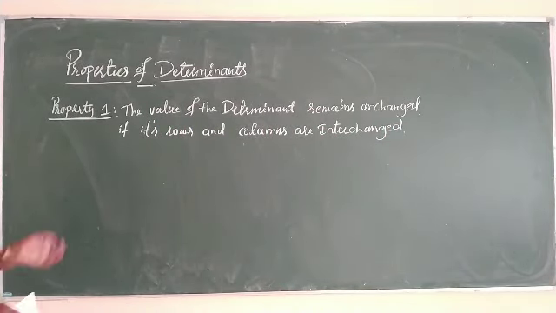If you interchange the rows and columns of a matrix, what is the name of that matrix? That is the transpose of the matrix. That means the determinant of a matrix is equal to the determinant of its transpose also. Shortly, we can write that the determinant of A equals the determinant of A transpose. Got it? For that we will discuss an example. I will explain it by an example for you.